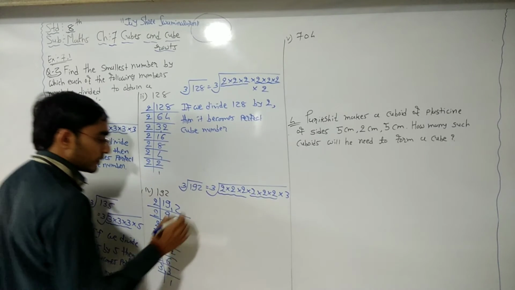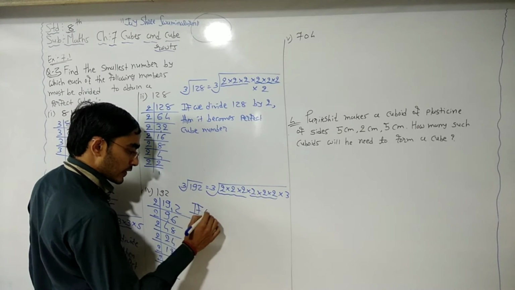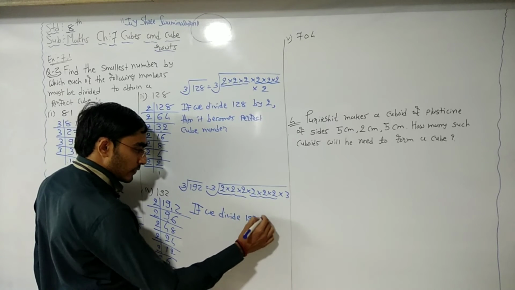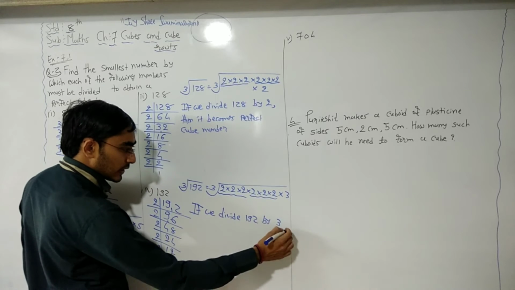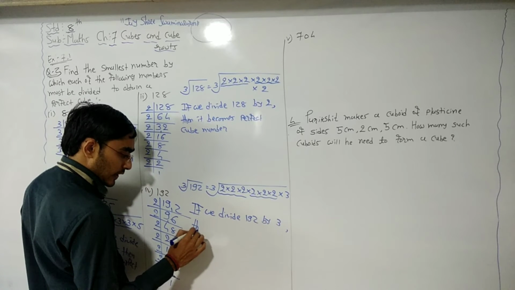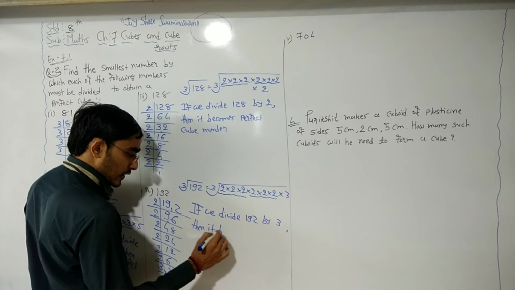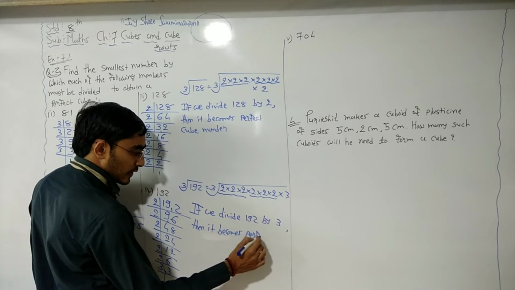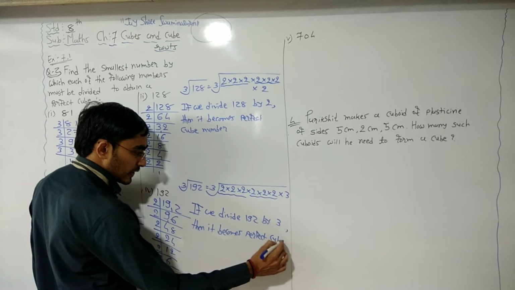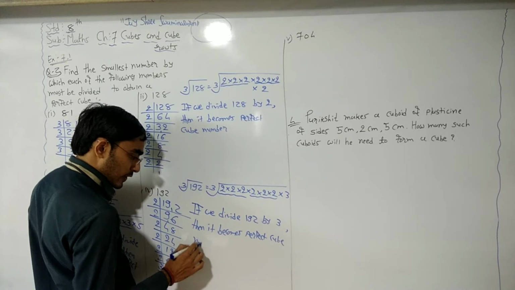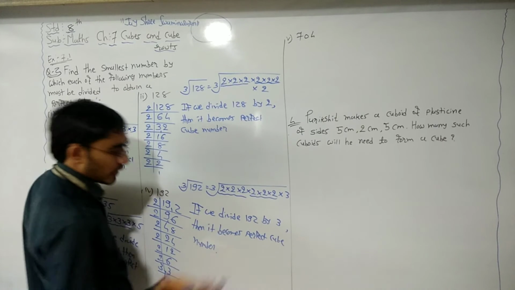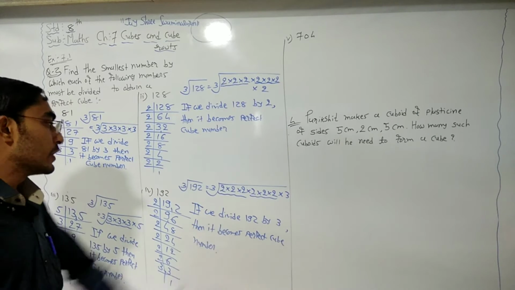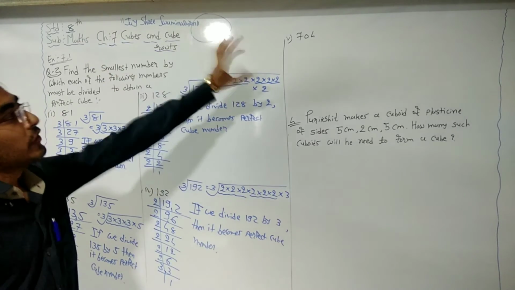Okay, so here we need to divide by 3. So we need to write here, if we divide 192 by 3, then it becomes a perfect cube number. Okay, whatever number is extra, the same number we need to divide.